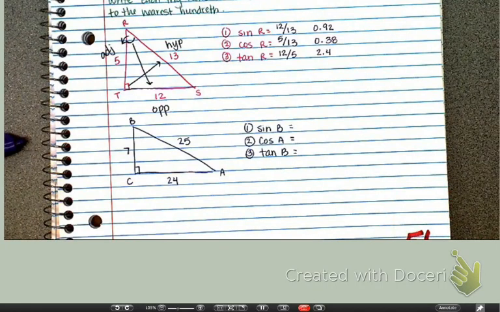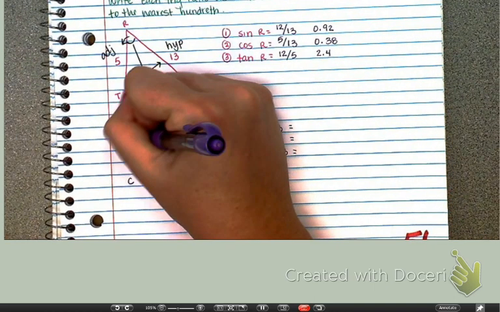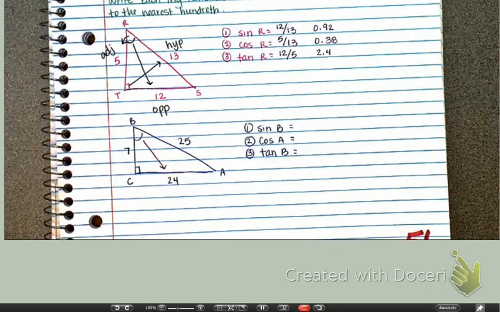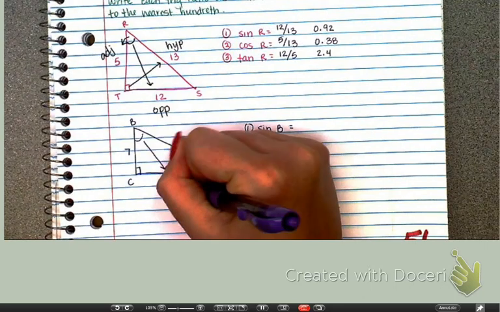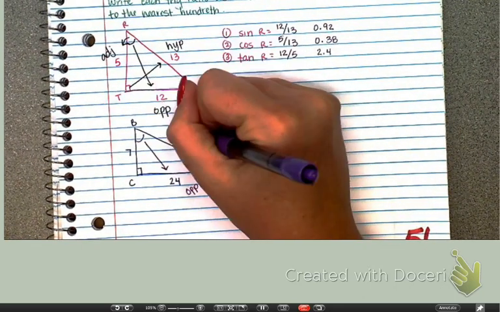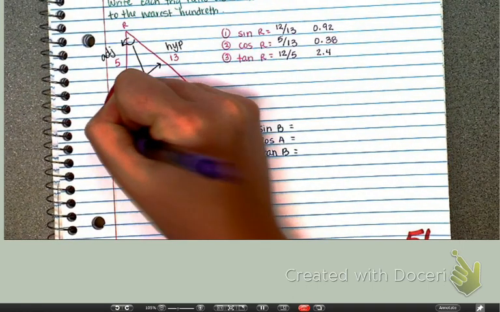All right, where would we like to start? What do we want our reference angle to be? B? Okay, so let's start with B. So B is my reference angle. What side is this? The one with the arrow? Opposite. Okay? Across from the 90-degree angle is the hypotenuse, and right next to it is adjacent.